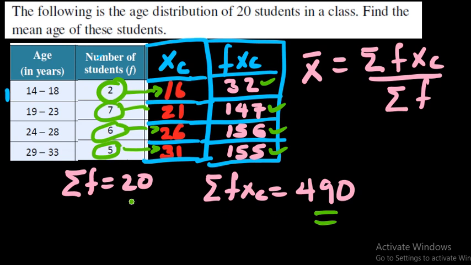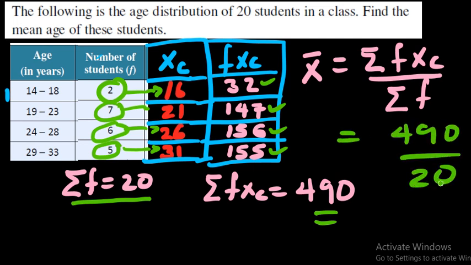That's going to be the sum, and the summation of the frequency is already 20, we said. Therefore, the mean formula: mean equals summation of f times xc over summation of the frequency, which is 490 divided by 20. So when you divide, you can cut 0 by 0, and 49 divided by 2 will be 24.5. That will be the mean.